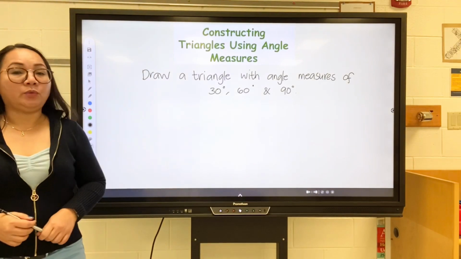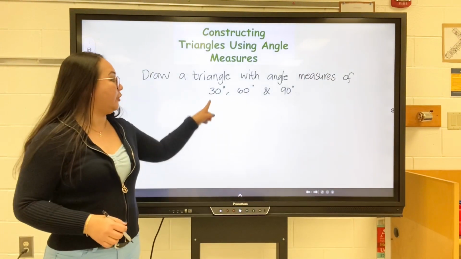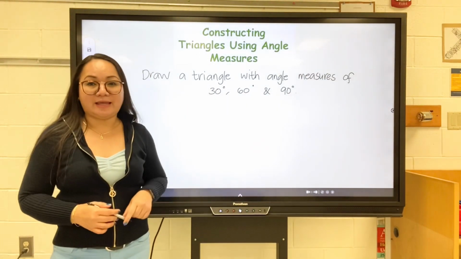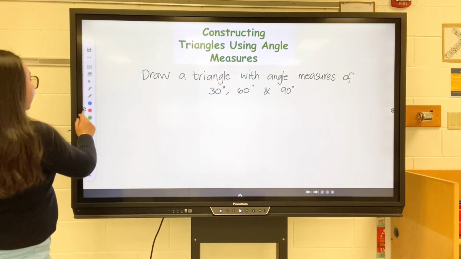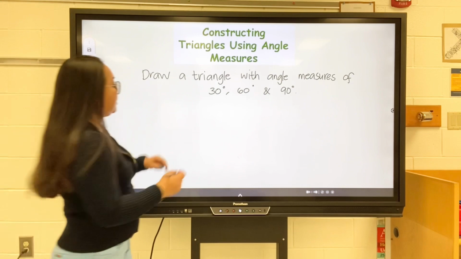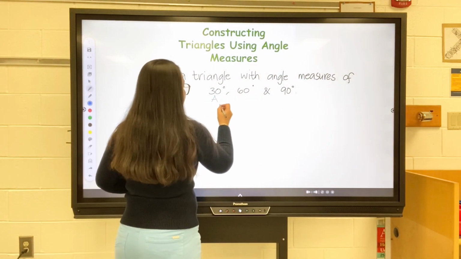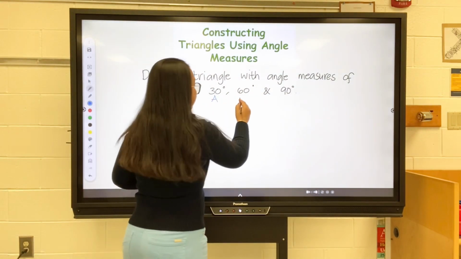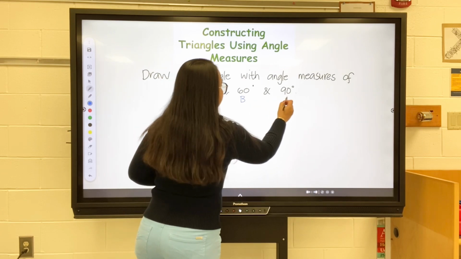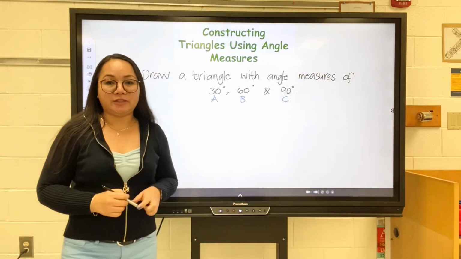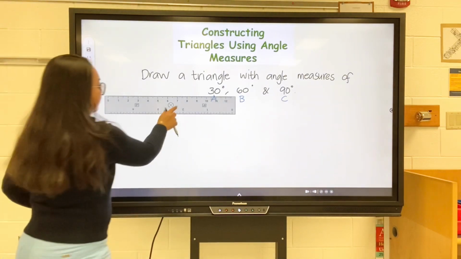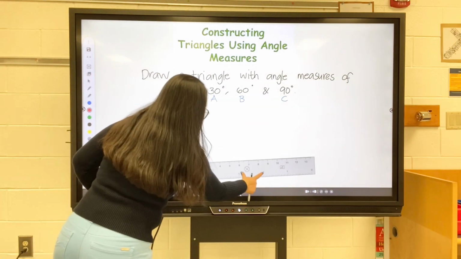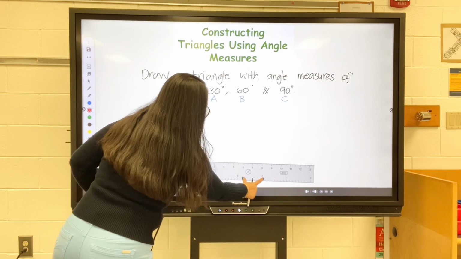Draw a triangle with angle measures of 30 degrees, 60 degrees, and 90 degrees. So the first thing we're gonna do is label the angles as A for 30 degrees, B for 60 degrees, and C for 90 degrees. Let's get a ruler and draw a straight line. It does not matter how long the line is.